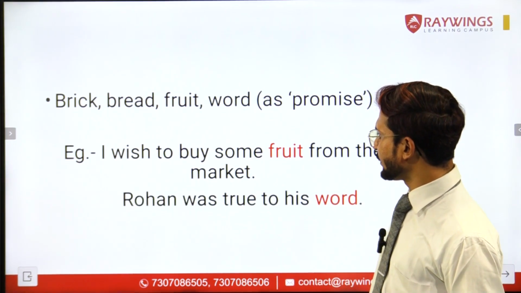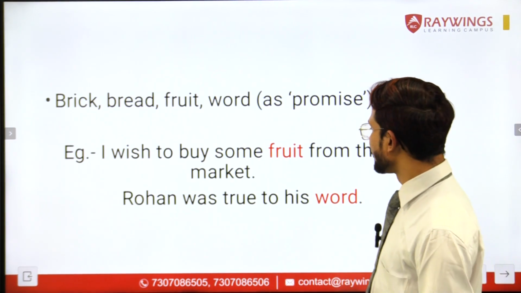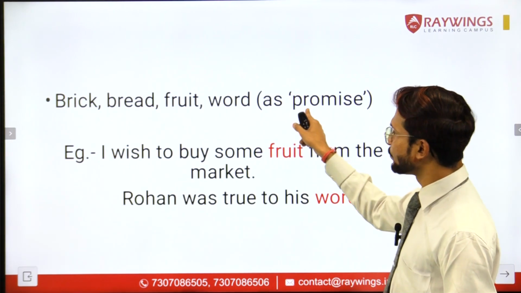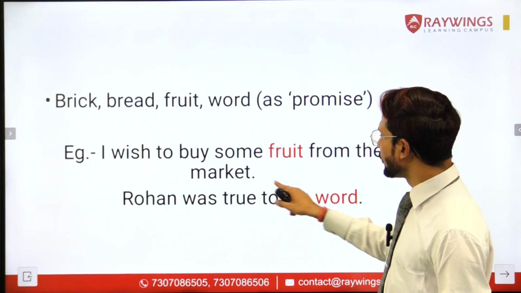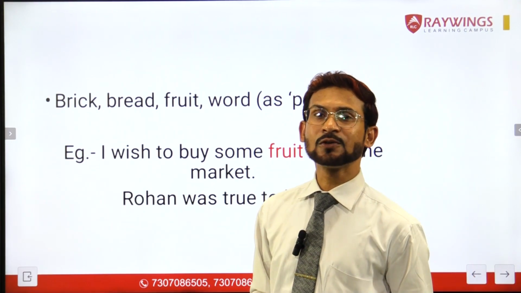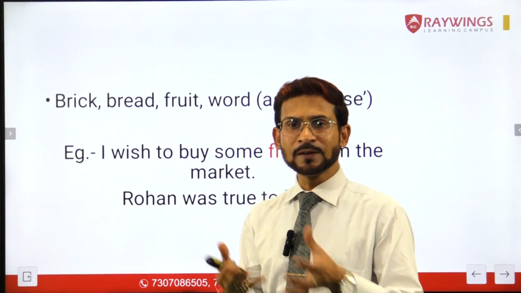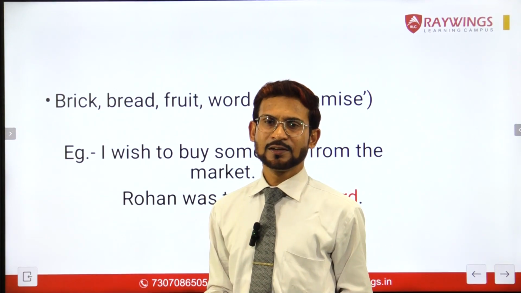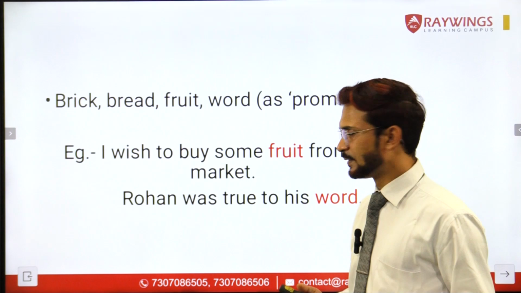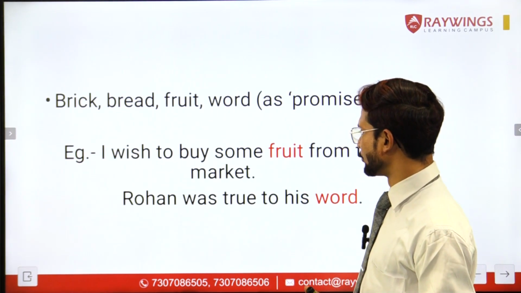Coming to the next example, it says Rohan was true to his word. Here I told you word means promise, right? So Rohan was true to his word. Word means he was true to his promise. He was not true to his words. Words in Hindi means shabd, right? So here we are talking about promise. Rohan अपनी बात का पक्का था. So Rohan was true to his word.